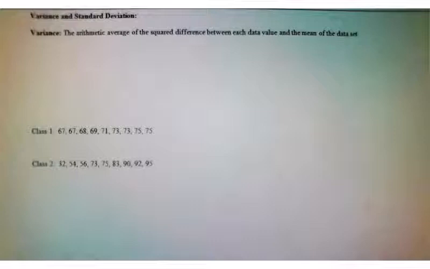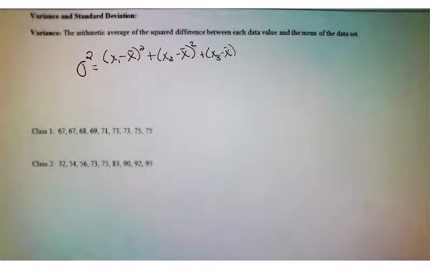The variance, by definition, is the arithmetic average of the squared difference between each data value and the mean of the data set. Well, if that isn't a mouthful, I don't know what is. Furthermore, let me just give you the formula for this. The variance, which we use the symbol sigma squared. Here's the formula: x1 minus the mean squared plus x2 minus the mean squared plus x3 minus the mean squared, and we continue doing this for our total number of data values, and then we divide by n.